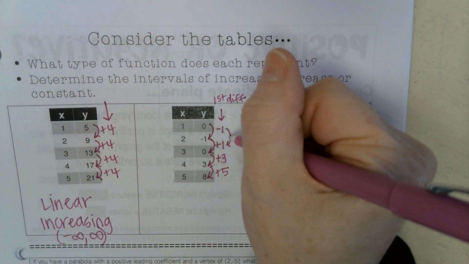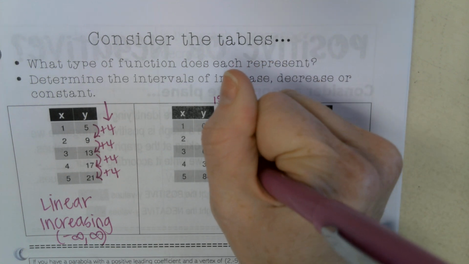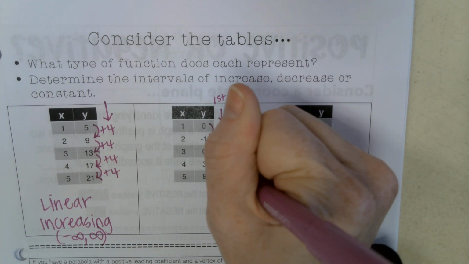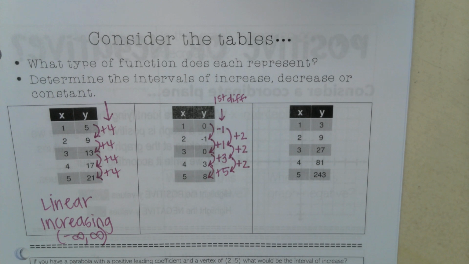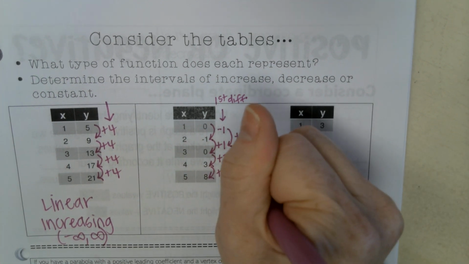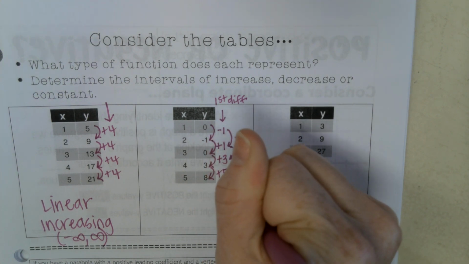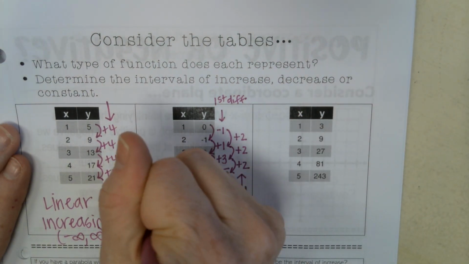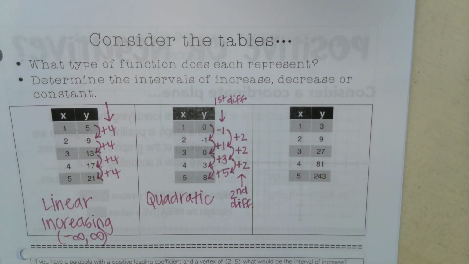What do I do to get from negative 1 to 1? You add 2. What do I do to get from 1 to 3? You add 2. And what did I do to get from 3 to 5? You added 2. What do you notice there? Right here, the second difference is where I found my pattern. If the second difference is where you find your pattern, that makes this a quadratic function.